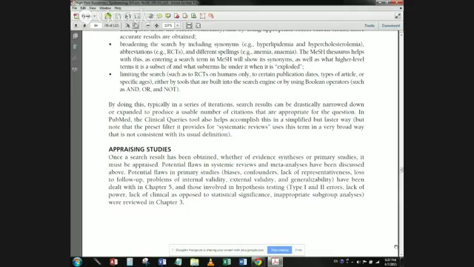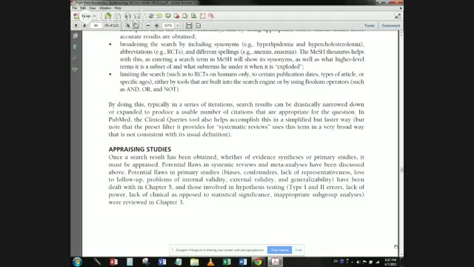In PubMed, the clinical queries tool also helps accomplish this in a simplified but faster way. But note that the preset filter it provides for systematic reviews uses this term in a very broad way that is not consistent with its usual definition.